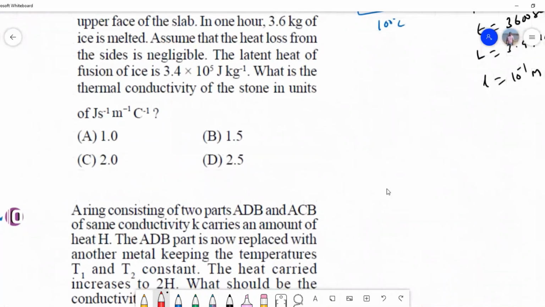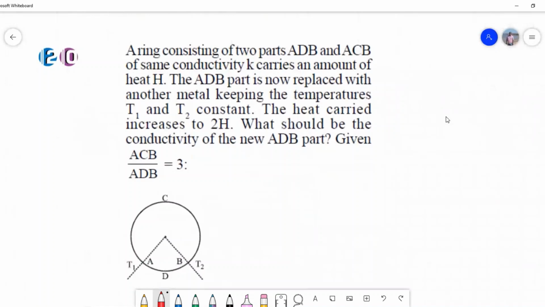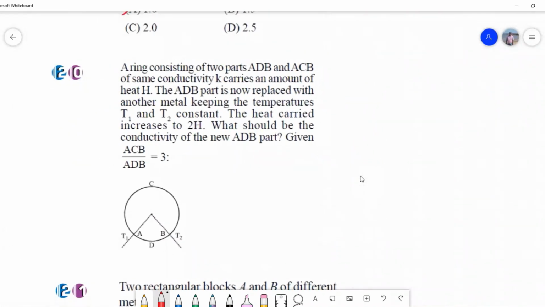So the answer is A. Let's move on to question number 20. A ring consisting of parts ADB and ACB of same conductivity K. Initially both conductors have conductivity K. The ADB part is now replaced with another metal, keeping the temperature constant, and the heat current increases to 2H. What should be the conductivity of the new ADB part?